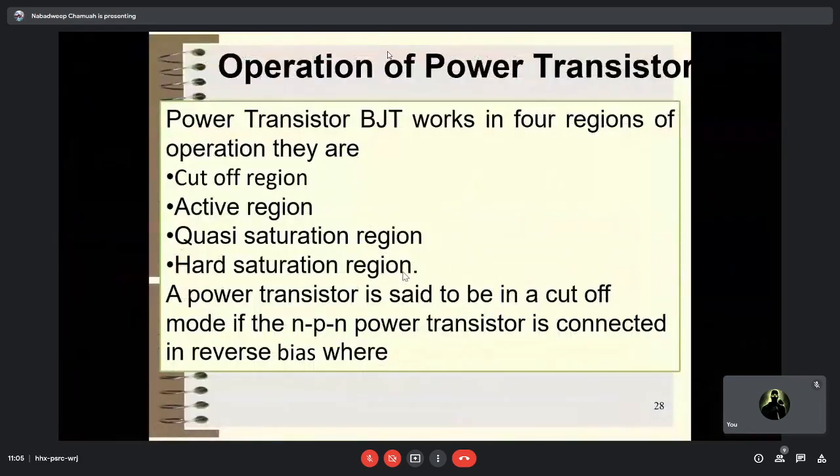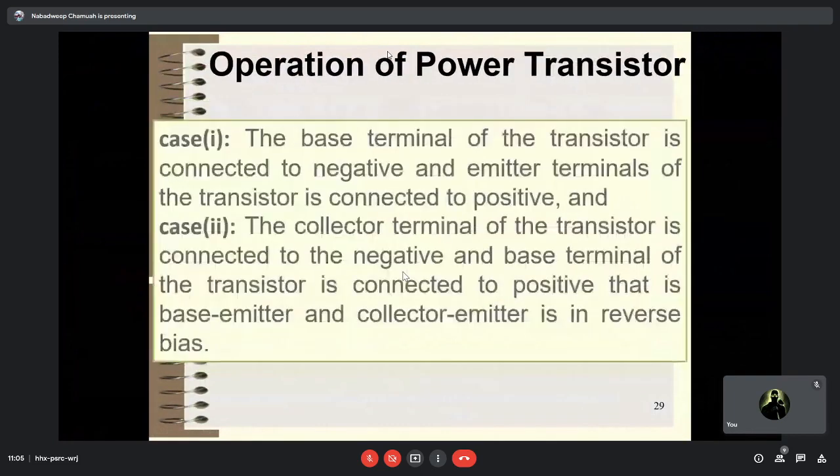then this transistor is in the cutoff region. Then there are two cases. Case one: the base terminal of the transistor is connected to negative. In an NPN transistor, if you connect the base terminal in negative polarity, then P is connected to negative, and the emitter terminal of the transistor is connected to positive. That means you are connecting both junctions into a reverse bias condition.